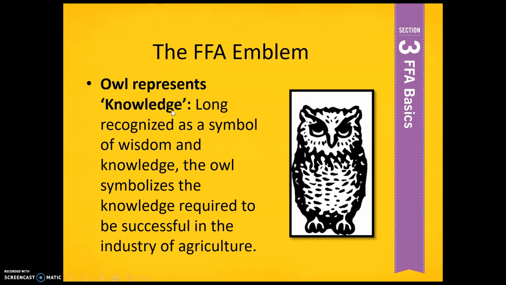And then seated on top of that plow, in the middle of the emblem, is the owl, and the owl represents knowledge. The owl is thought of as a symbol of wisdom, things like that. So that owl represents the knowledge that's required to be successful in the industry of agriculture. It's not just as simple as putting a seed in the ground and collecting a paycheck. There's a lot of knowledge and a lot of things that you have to know in order to be successful in agriculture.